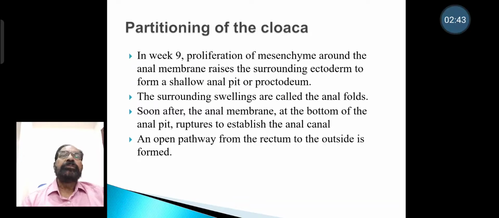In week 9, proliferation of the mesenchyme around the anal membrane raises the surrounding ectoderm to form a shallow anal pit or proctodeum. The surrounding swellings are called anal folds. Soon after, the anal membrane at the bottom of the anal pit ruptures to establish the anal canal. An open pathway from rectum to the outside is formed.